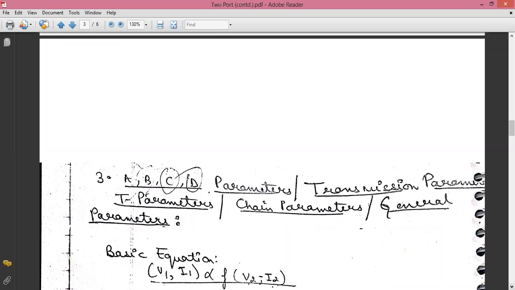लिख लिया आपने? Yeah, can you write down this thing? Yes, sir. Okay, fine.